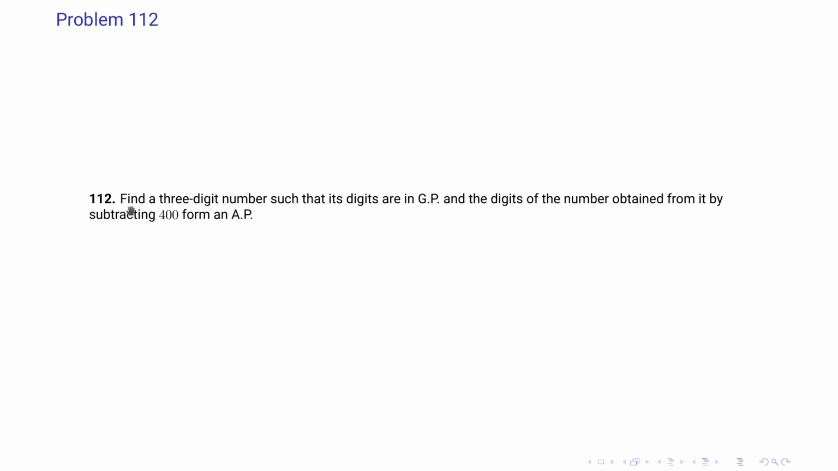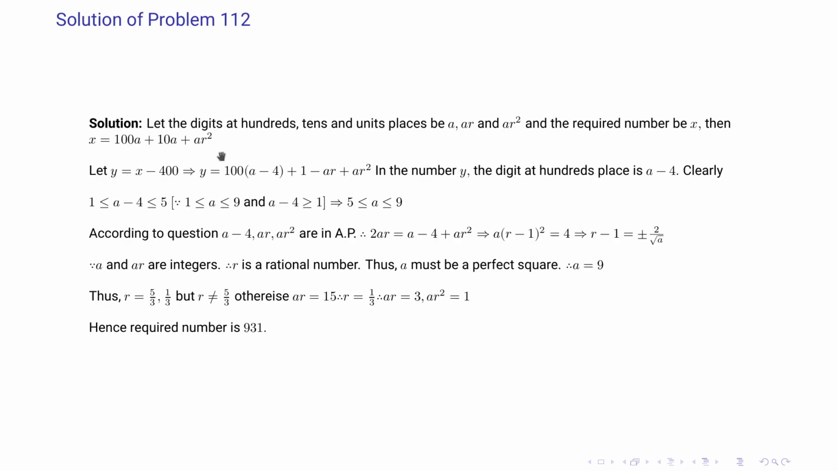Problem 112 says that find a 3-digit number such that its digits are in GP and digits of the number obtained from it by subtracting 400 form an AP. So we let the digits at hundreds, tens and units places be A, AR and AR square, and the required number is X. Then we can write X is equal to 100A plus 10AR plus AR square.